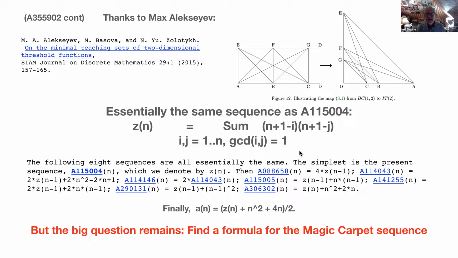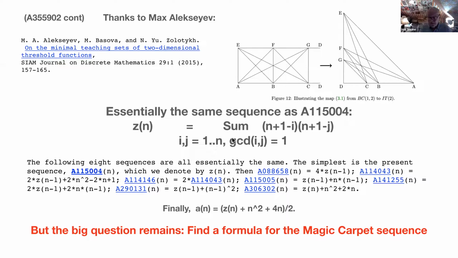And I want to mention that this is actually a very interesting thing here. This sequence, which is kind of canonical in some way, appears in many different sequences in the OEIS. I did a search, and there are actually now 9 sequences in the OEIS that are all essentially this sequence. If you call this Z of n, then there's a sequence A290131 that is Z of n minus 1 plus n minus 1 squared. It's in the same family. It's the same sequence, essentially.